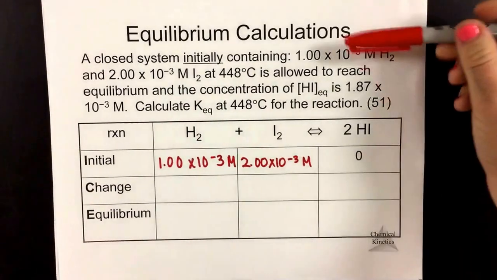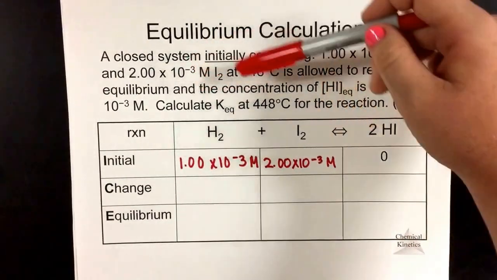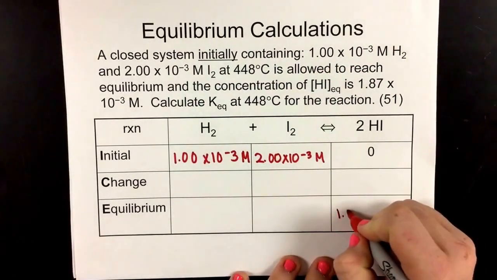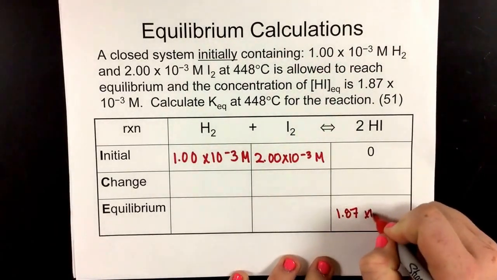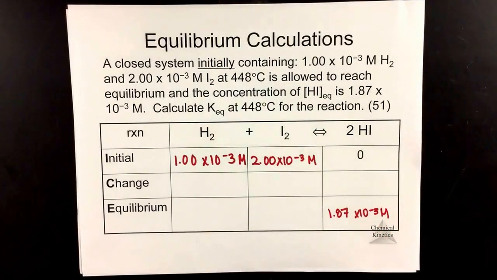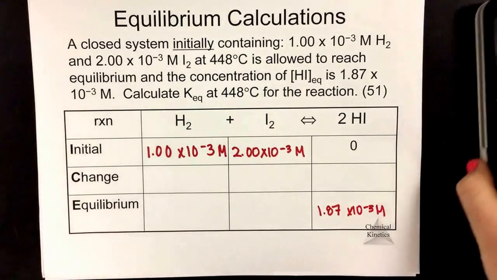After that, the reactant is allowed to reach equilibrium, and the concentration of HI at equilibrium is 1.87 times 10 to the negative third molar. Then the problem asks you to calculate the KEQ for the reaction.